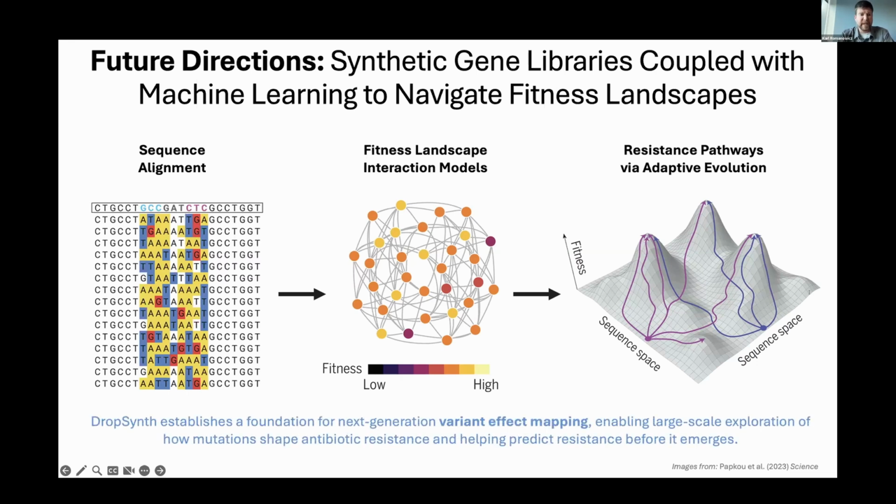So I hope that I've shown from this proof of concept study that Dropsynth can establish a foundation for next generation variant effect mapping, helping to enable this large scale exploration of how mutations shape antibiotic resistance, and then helping to predict resistance before it emerges. And I believe it's these kinds of insights that are crucial for understanding how resistant pathways emerge through mutations. That helps to guide targeted drug design within the DHFR family. It's also possible to be informing broader strategies to predict and prevent antibiotic resistance in general.